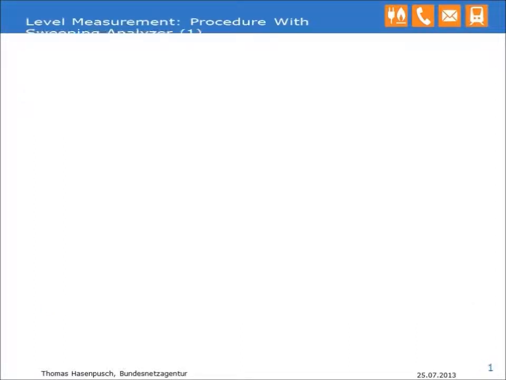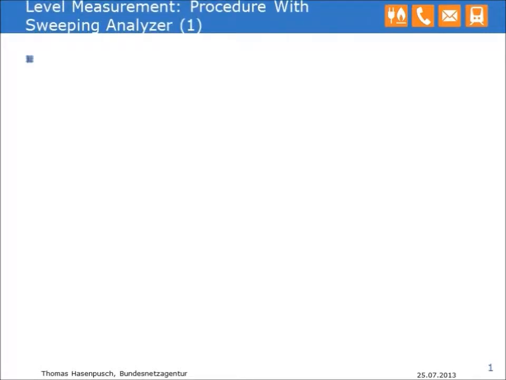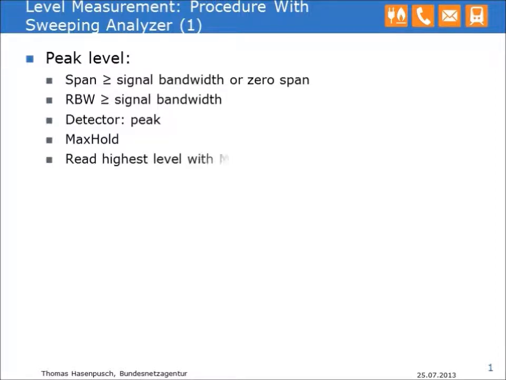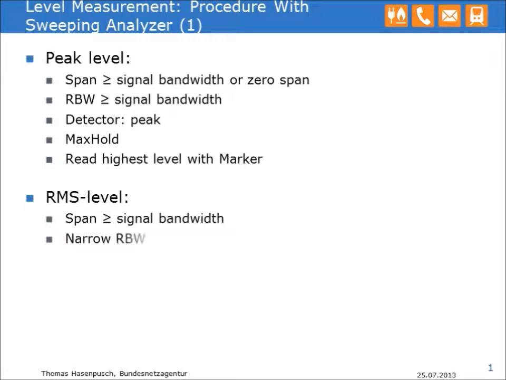Now that we know the bandwidth, we can go to measuring the level. With a sweeping analyzer, to measure the peak level, we set the span either to the signal bandwidth or zero span. That is not so important. Important is the resolution bandwidth that we use, and that must be at least as wide as the signal bandwidth. We cannot measure any levels with a narrow resolution bandwidth. We need to set the resolution bandwidth as wide as the signal. The detector, of course, is peak, and the trace may be max hold. And then we read the highest level with a marker.